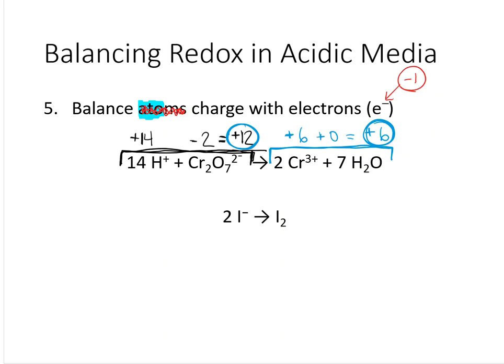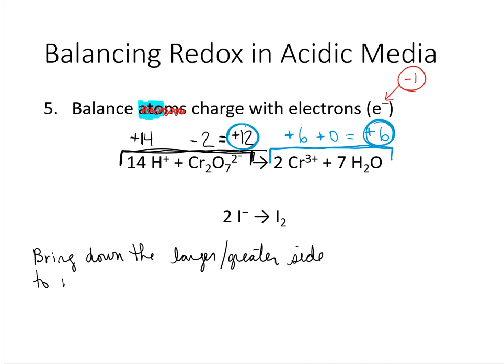Now, this is the weird part. You bring down the higher side to meet the lower side. Let me write that down, because again, this is the hardest part for students. Bring down the larger or greater side to match the smaller side. Because again, you're adding electrons, and electrons have a -1 charge.